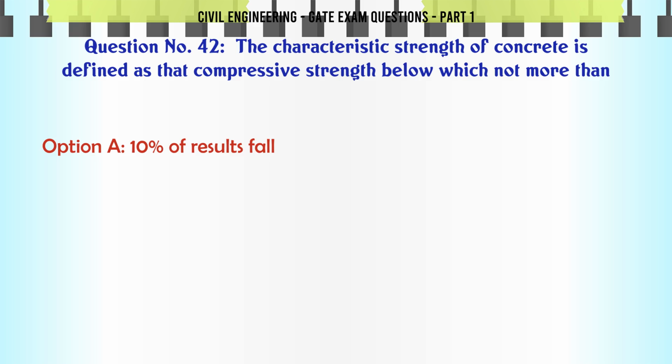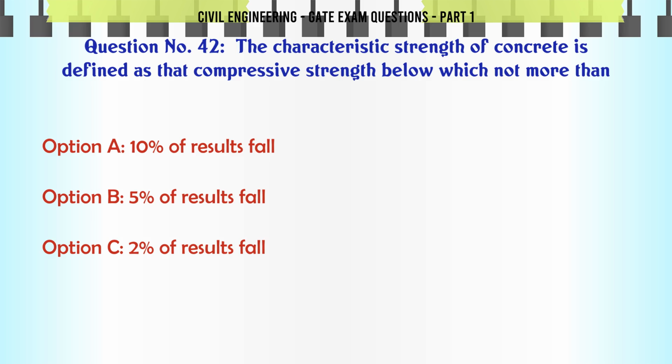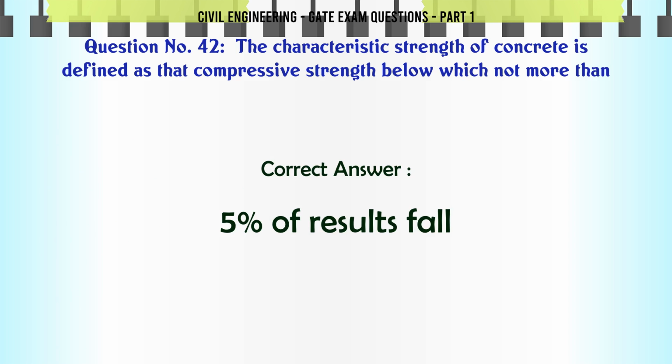The characteristic strength of concrete is defined as that compressive strength below which not more than: A, 10% of results fall; B, 5% of results fall; C, 2% of results fall; D, none of the above. The correct answer is 5% of results fall.